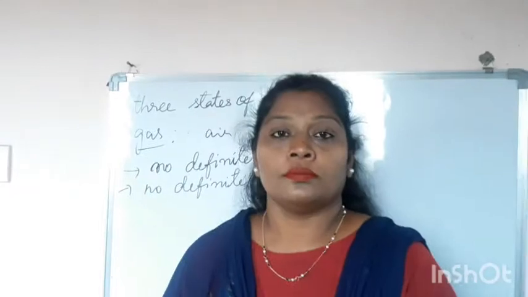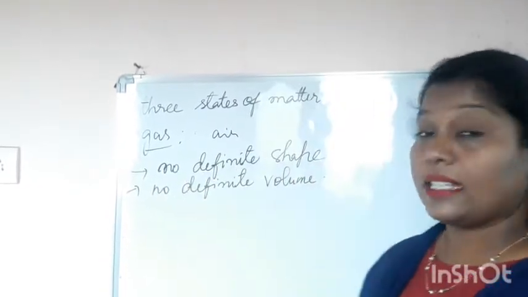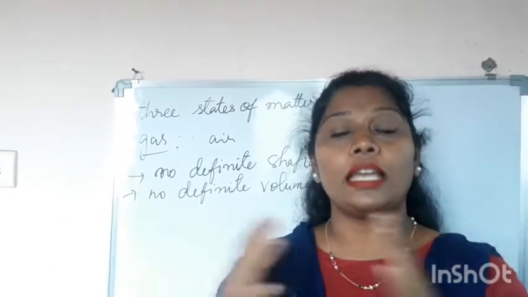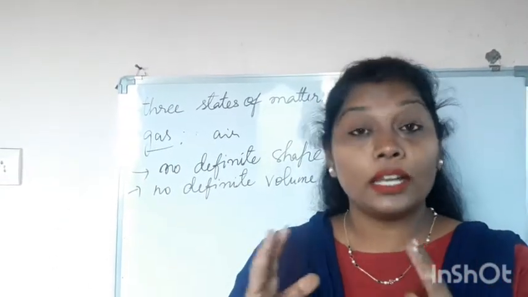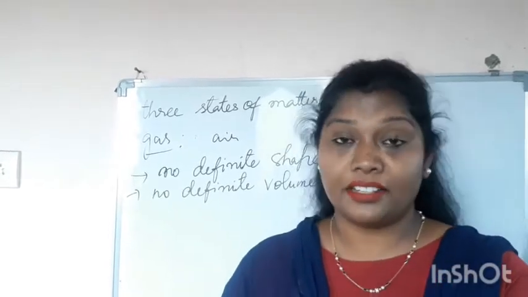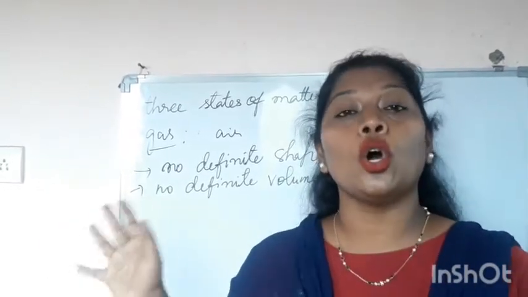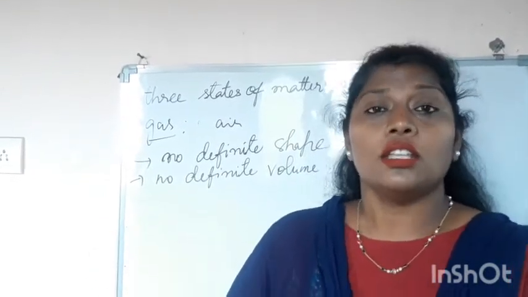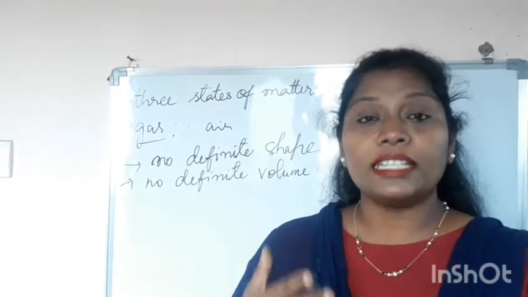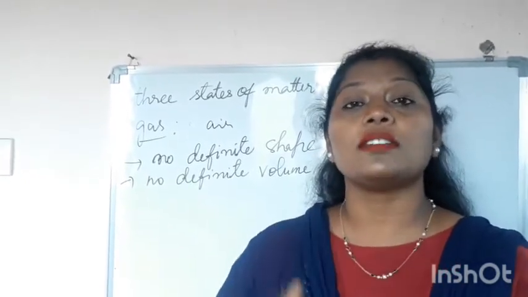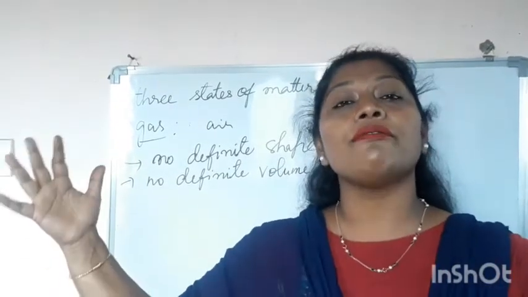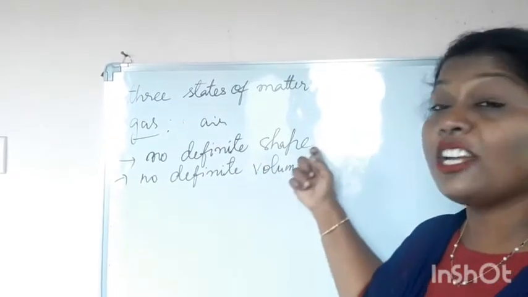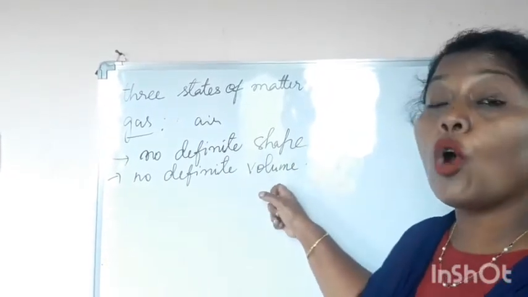Okay, so children, we will talk about gas. The best example of a gas is air. Whenever you look around in our surroundings, you cannot see the air, but you can feel it. The air is all over our surroundings, in our atmosphere. Whenever we talk about gas, the molecules present in the gas are very free to move. That is the only reason why they do not have a definite shape or definite volume.